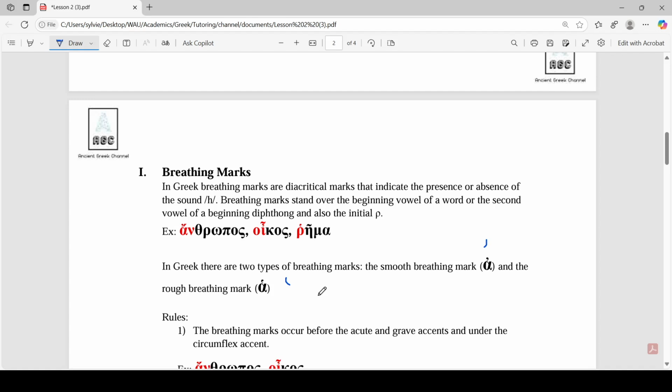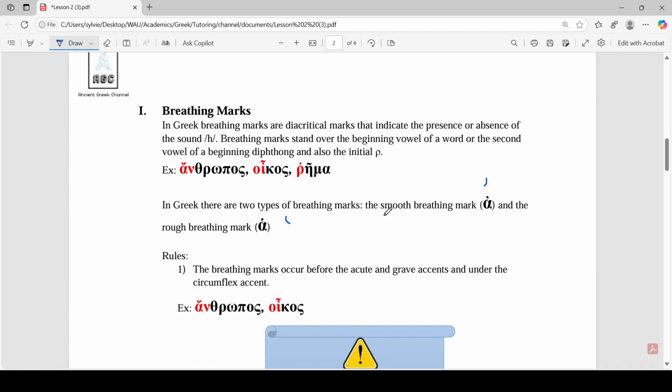Well, in the Greek language, whenever a word begins with a vowel or a diphthong or the letter rho, this word bears a breathing mark over this beginning vowel or beginning diphthong or beginning rho. And this is what we call a breathing mark. In Greek, we have two different kinds of breathing marks. We have the smooth breathing mark and the rough breathing mark.